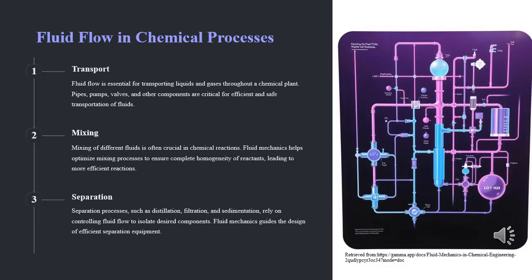Fluid flow in chemical processes. Fluid flow is essential for transporting liquids and gases throughout a chemical plant. Pipes, pumps, valves, and other components are critical for efficient and safe transportation of fluids. Mixing of different fluids is often crucial in chemical reactions. Fluid mechanics helps optimize mixing processes to ensure complete homogeneity of reactions, leading to more efficient reactions.